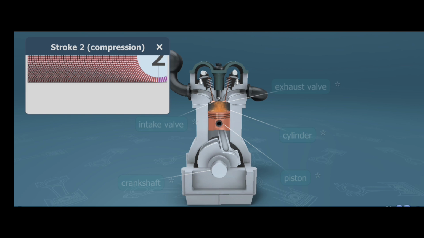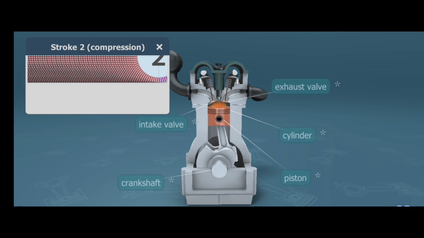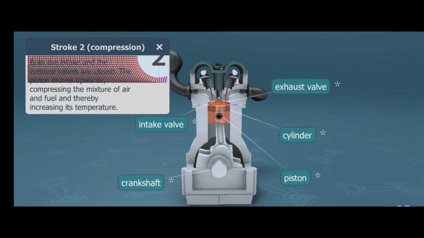An important attribute of petrol is the octane number. The higher it is, the higher its boiling point. Therefore, it can be compressed more, resulting in greater efficiency.